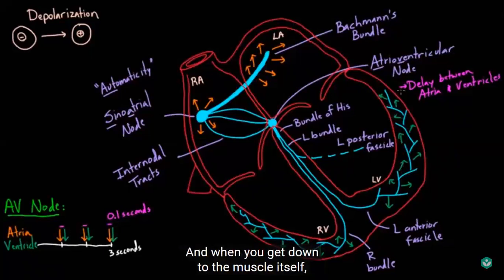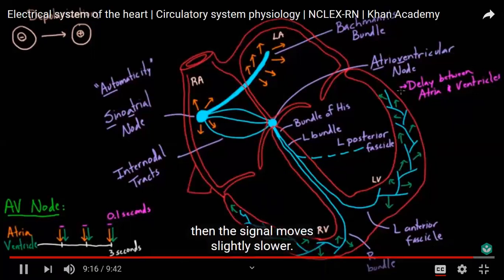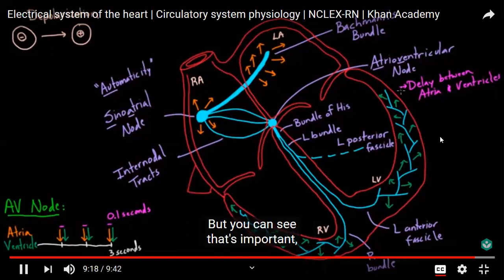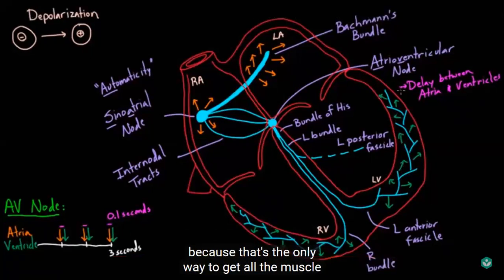And when you get down into the muscle itself, then the signal moves slightly slower. But you can see that that's important because that's the only way to get all of the muscle cells on the same page. So this is how the electrical signal moves from the SA node all the way through the electrical conduction system so that the atria are beating together, and then goes into the AV node where there's a little delay, and then down into the ventricles where, again, the ventricles are going to beat together.